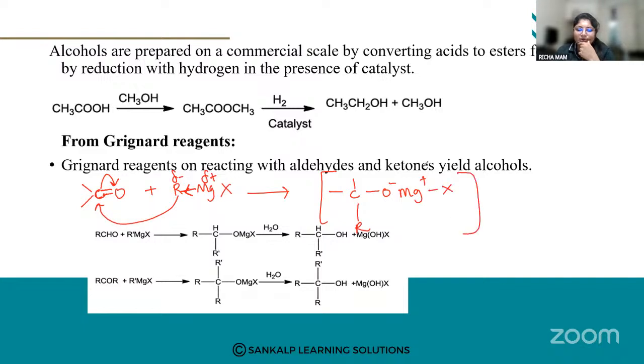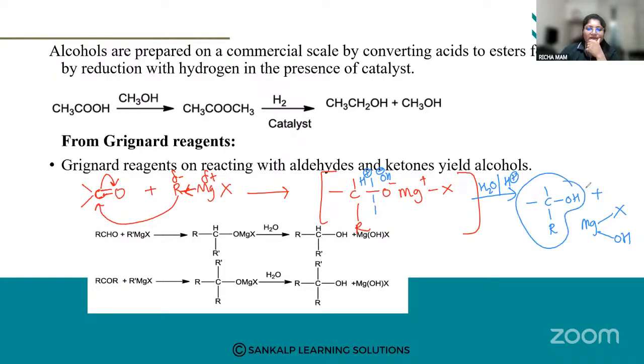What will happen now? Further, we are going to add water. When we add water, hydrogen will be added here and the OH will be added at the other side. Further, when we do acid hydrolysis, we are going to get R-C-OH plus MgX and OH. So these are the products. When a Grignard reagent reacts with aldehydes and ketones, you obtain the respective alcohols.